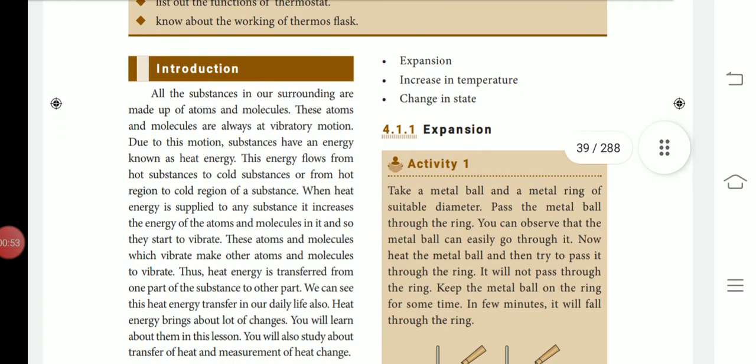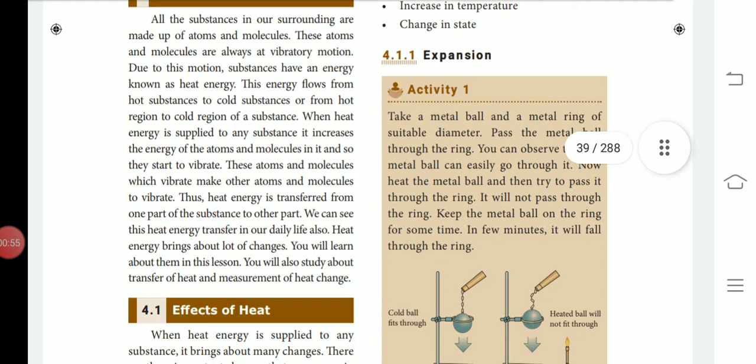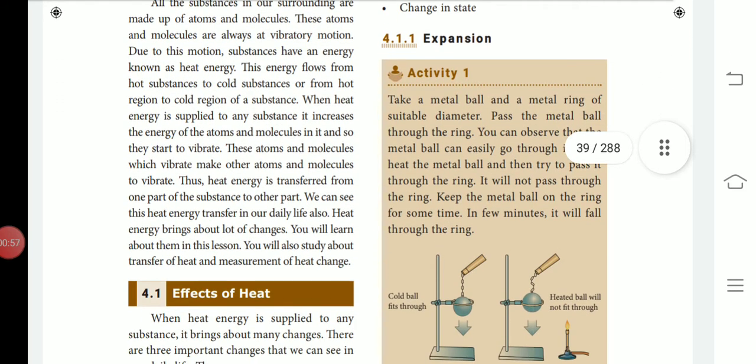So when heat energy is supplied to any substance, what happens? It increases the atoms' and molecules' energy and they automatically start to vibrate. The vibrating atoms and molecules make other atoms and molecules also vibrate, and so the heat energy is transferred from one part of the substance to another part of the substance. We can see heat energy in our day-to-day life.